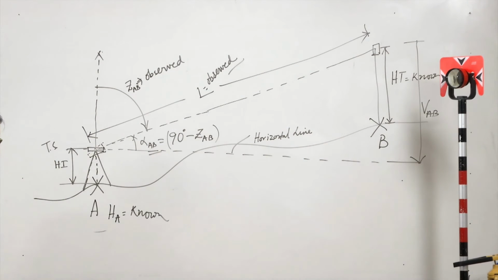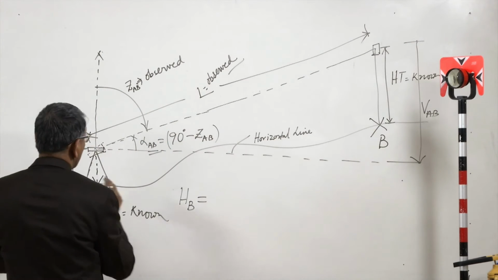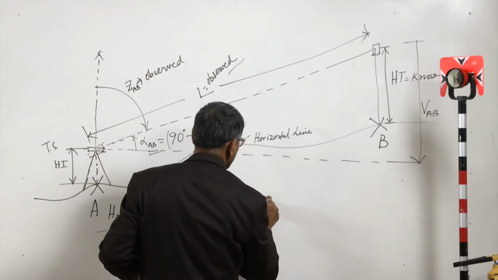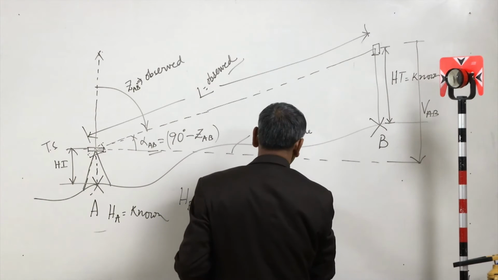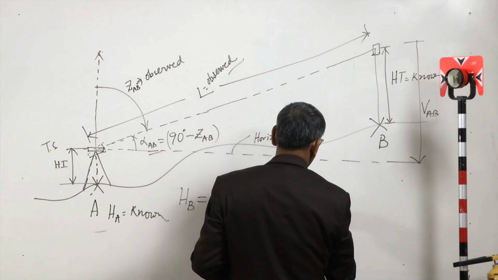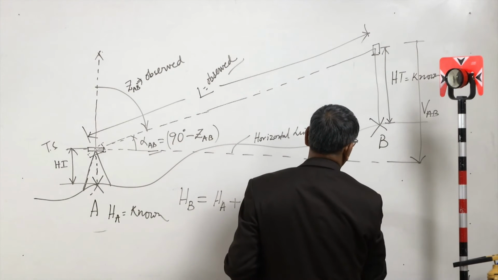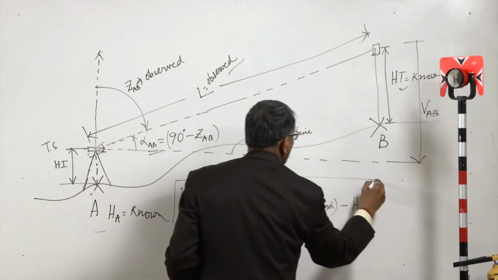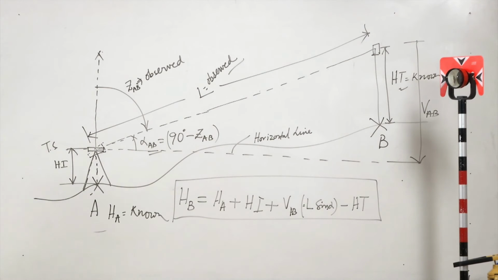So, now we can say that the height of the point B is equal to the height of the point A plus the height of the instrument plus this difference VAB, which is L sin alpha, then minus the height of the target. This is the expression which the instrument makes use of.